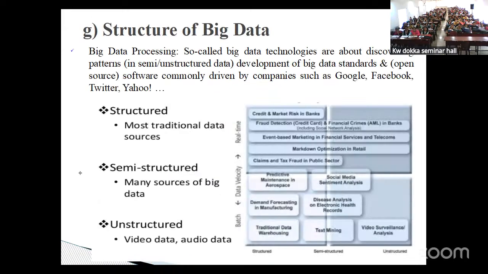Now, coming to the structure of big data. What is the structure of big data? So these are the types, right? In big data processing, we are identifying the technologies and discovering different patterns in it. That can be semi-structured or structured data, right? All these are given by websites like Google, Facebook, Gmail, anything, to get all this data. Again, the same thing will come here: structured, semi-structured, unstructured. Clear?